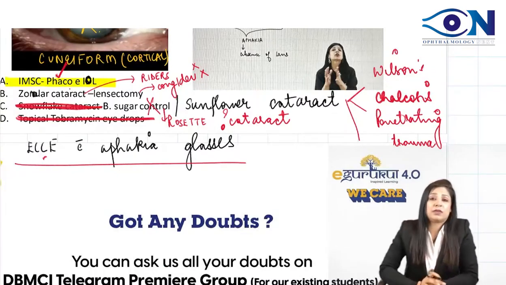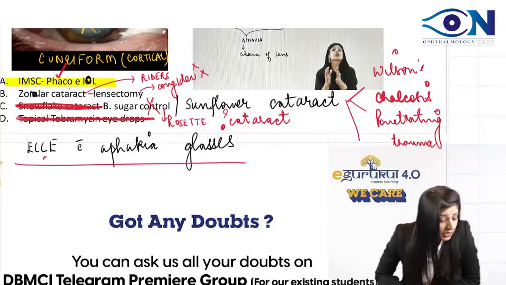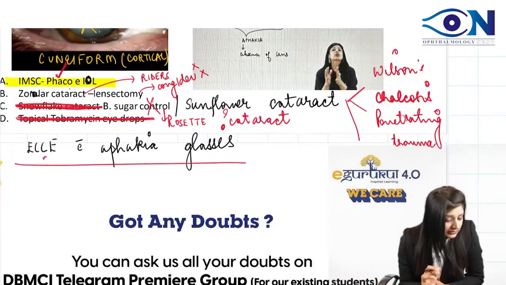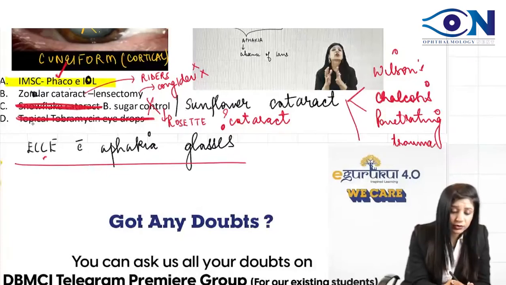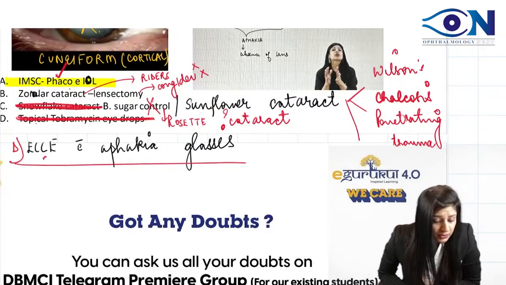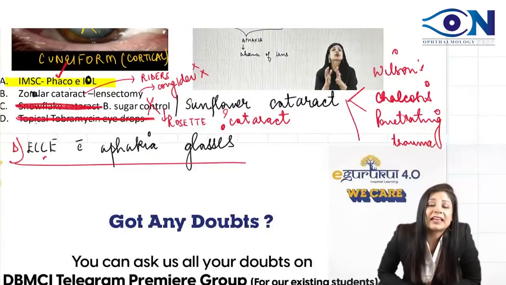Somebody told me, maybe out of some confusion, that okay, zonular cataract with... but with zonular I think there was lensectomy, ECC with aphakia glasses was there. So instead of this, option D will be this, and with zonular we were having blood sugar control or we were having lensectomy.